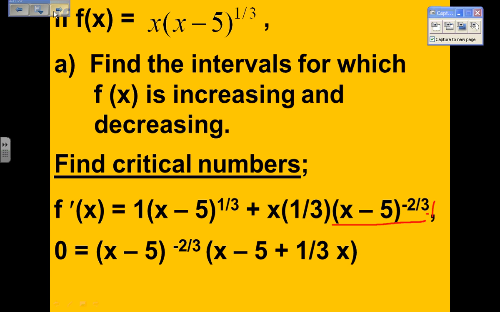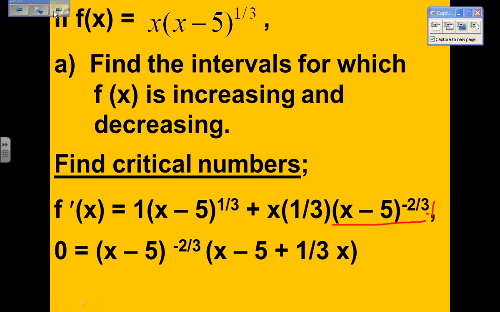So, we're going to solve that. Now, the 5, is that a critical number? Is that in the domain of the function? Can you take the cube root of 0? Yes, you can. So 5 is a critical number. And what else is there? 4/3 x equals 5. So that means x would equal 15/4.